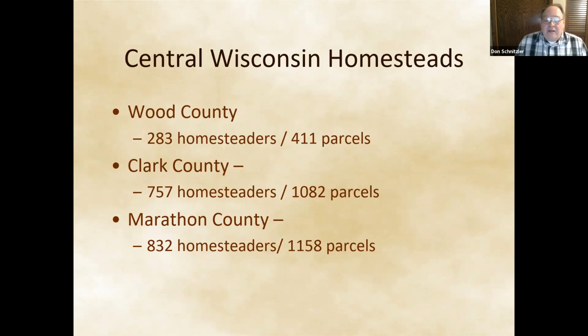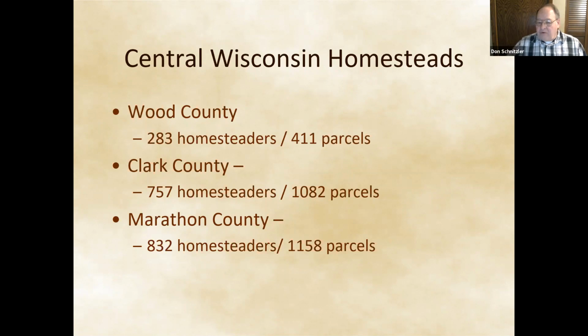First off, in Wood County, and I'll start with Wood County because of Marshfield. Marshfield or Wood County has the lowest number of homesteaders by comparison to the three counties in this area. Wood County had 283 homesteaders, Clark County 757, and Marathon County 832. And if you look at that, one of the reasons you can explain this is that the southern part of Wood County and along the river on the eastern part of Wood County was all pretty well settled early on. And so there was less available land.